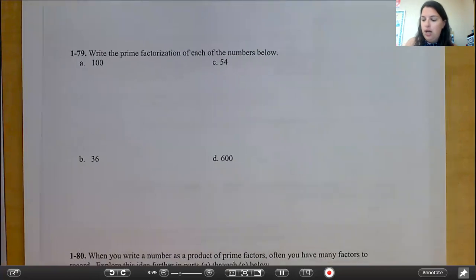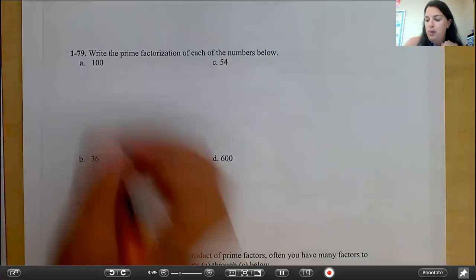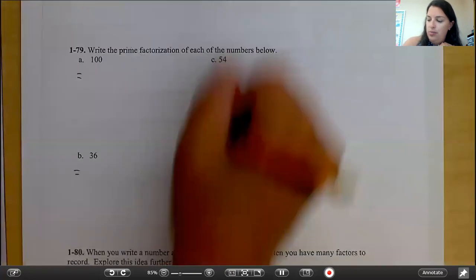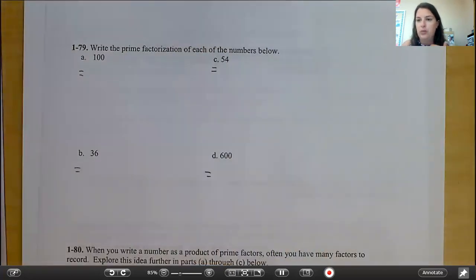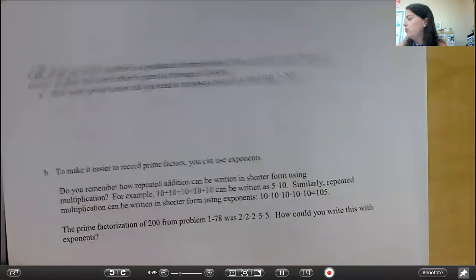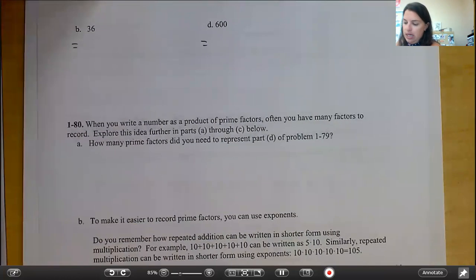Okay, when you're done, we're moving on to 179. 179 is practicing prime factorization. So you're going to start with your equal signs, and you're going to break each one down with prime factors. Okay, I want you to try that on your own. When you're done, you're moving on to 180.